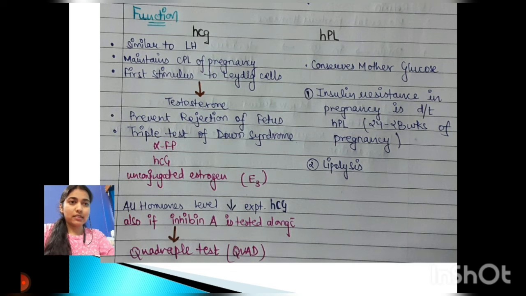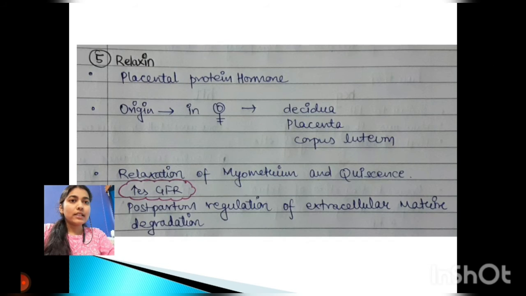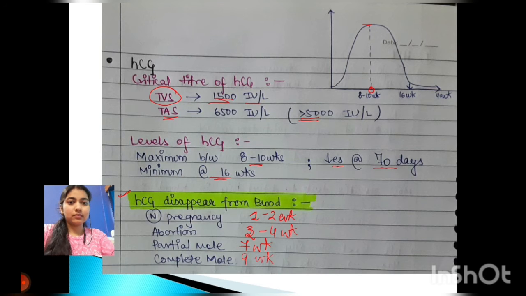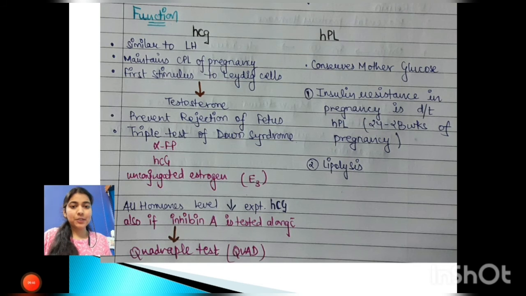Now function of HCG and HPL. What is HPL? HPL is a single polypeptide chain. I have missed the slide here, but I will discuss with you that HPL is a single polypeptide chain, and HPL is also known as HCS, that is human chorionic somatotropin, and its half life is 10 to 30 minutes.